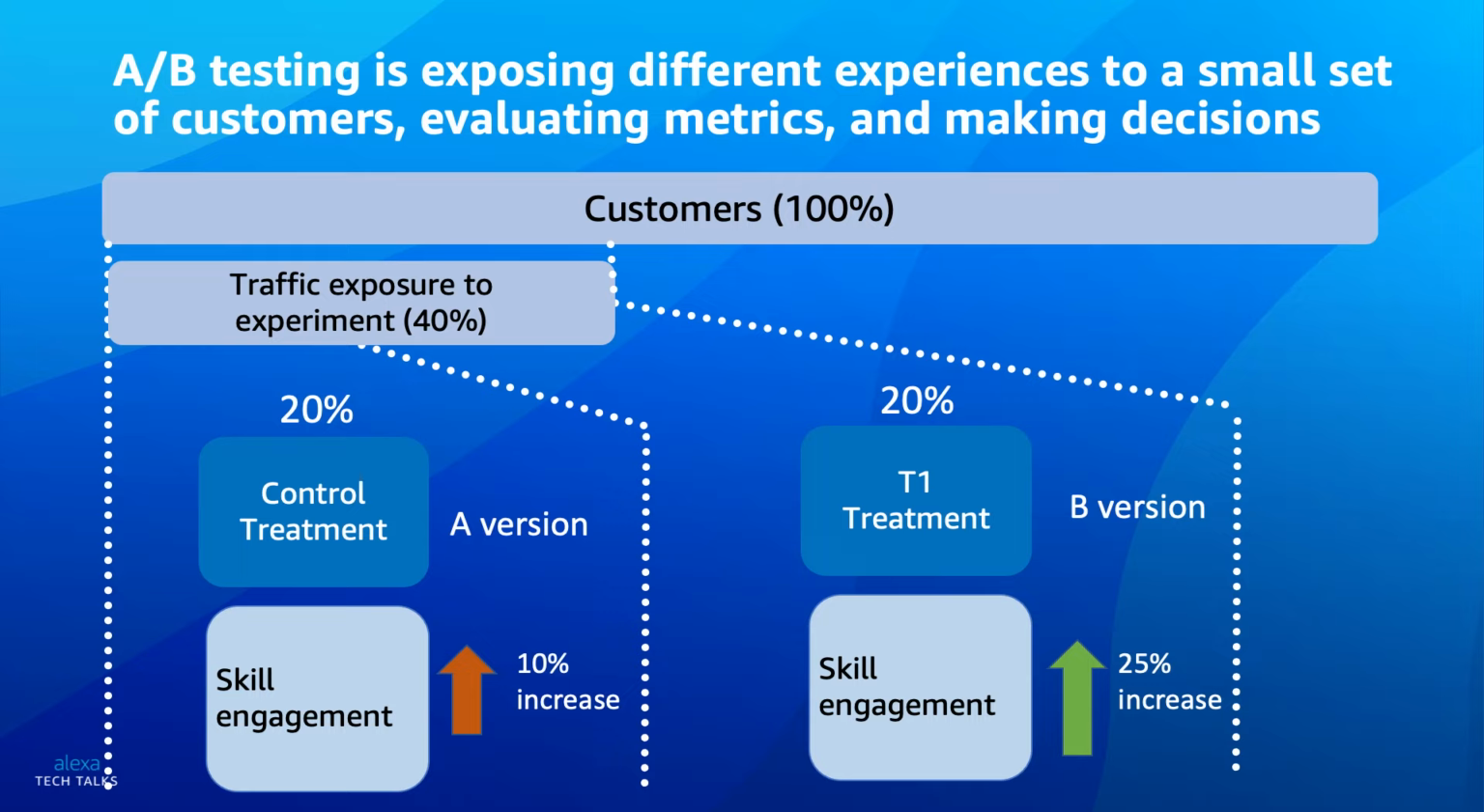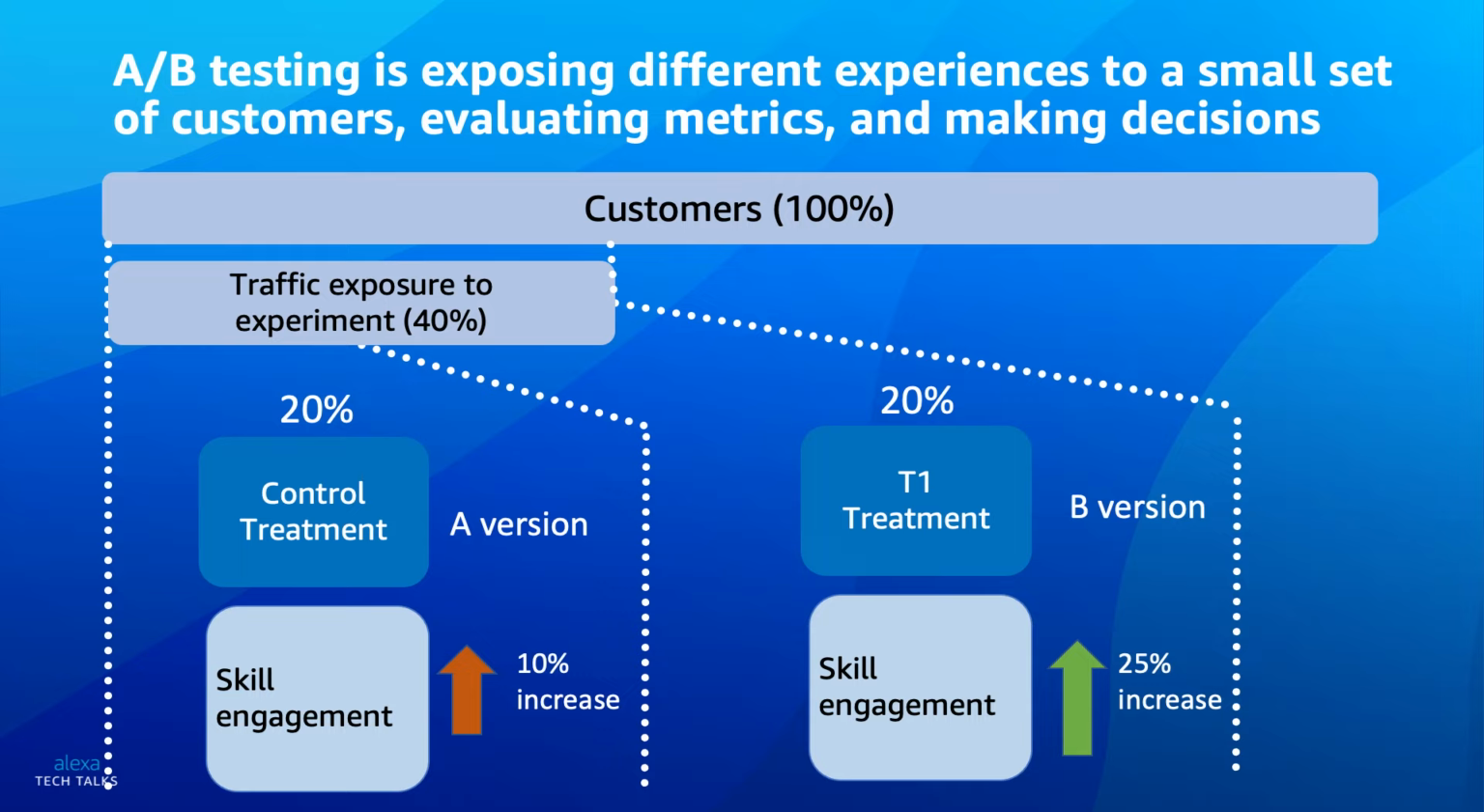In A/B testing, an experiment is created with two versions, A and B. The A version is the current experience, called the control treatment. The B version is the new experience we want to test, known as the T1 treatment. An experiment is created based on a hypothesis. A/B testing allows you to decide how many customers would be part of an experiment.